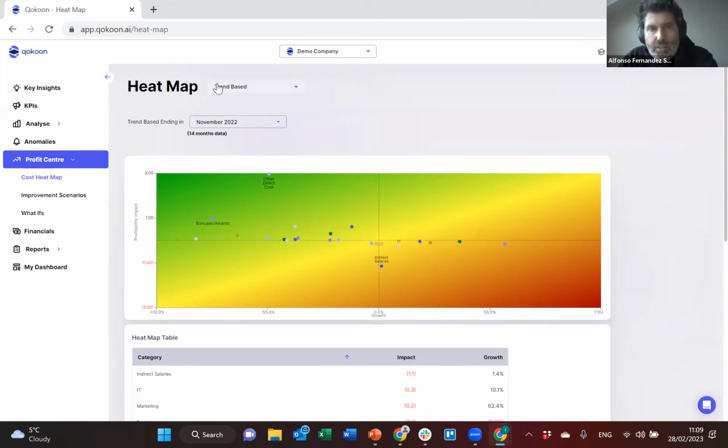And you can change the period of analysis. You see, we're doing here what we call trend-based. This is our own algorithm based on recent trends. But if you want to analyze on a month, quarter, year to date, etc., you just click. I'm going to click year to date, and the map changes.